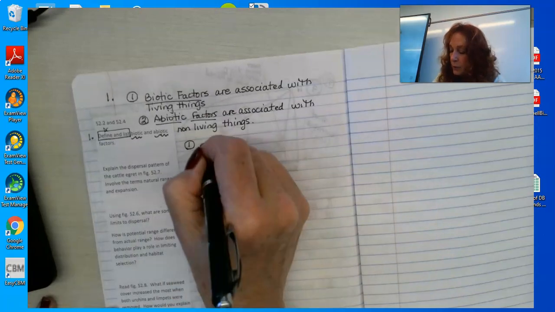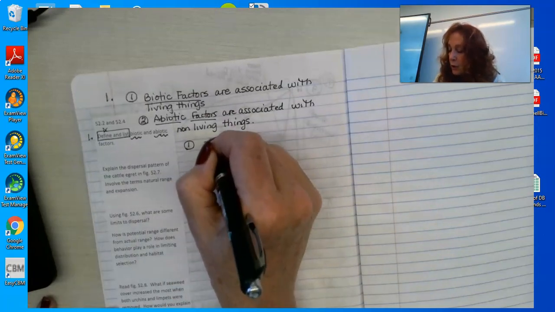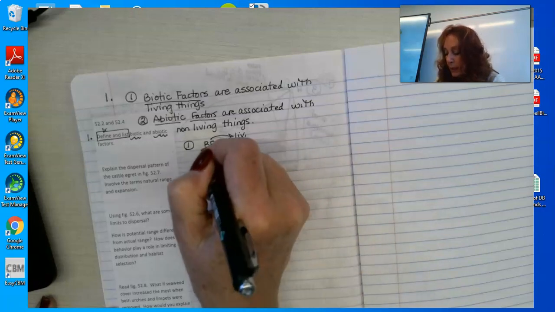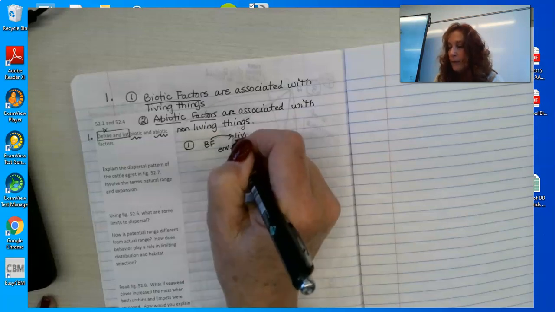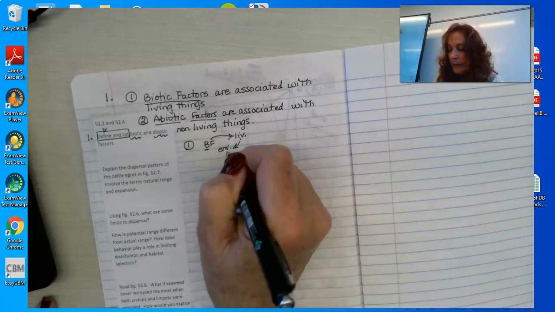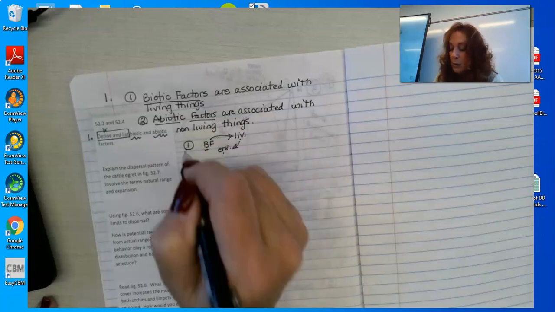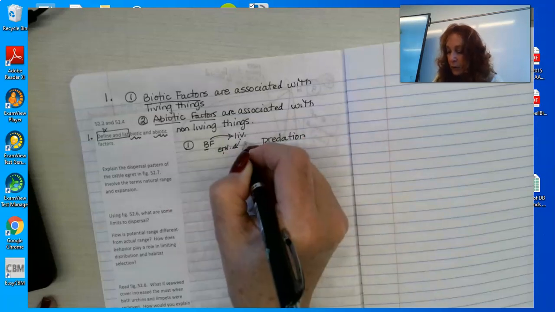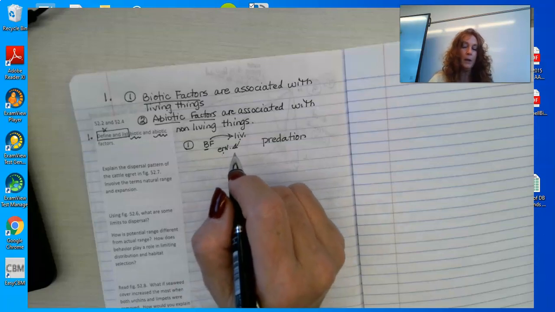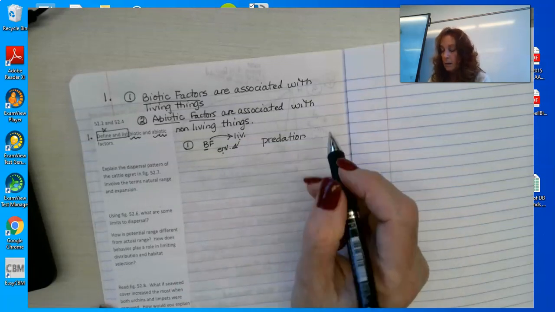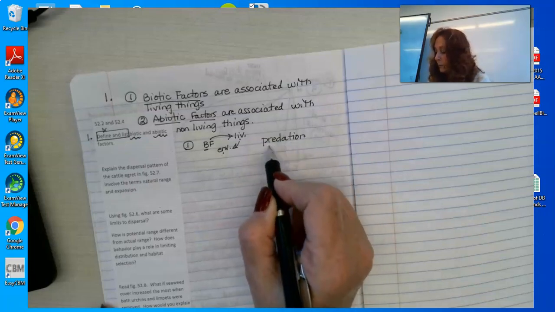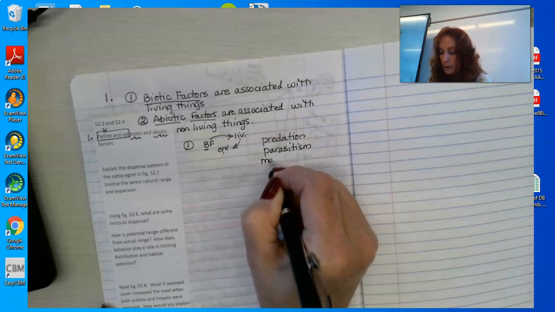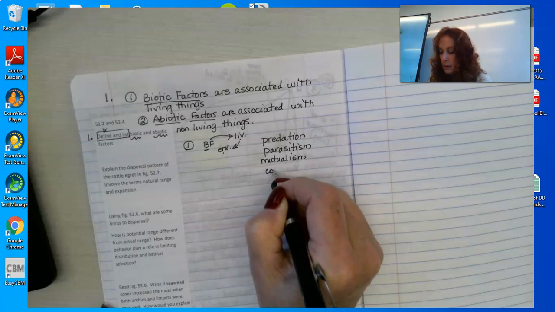So for biotic factors, they're going to have this relationship with living things and living things with their environment. So it's going to be the relationship of living things with their environment and the influence. So some examples of those would be predation. That would be an example of a biotic factor. So it's a relationship with living things. So living things have the ability to have prey-predator relationships, all of your isms: parasitism, mutualism, commensalism.